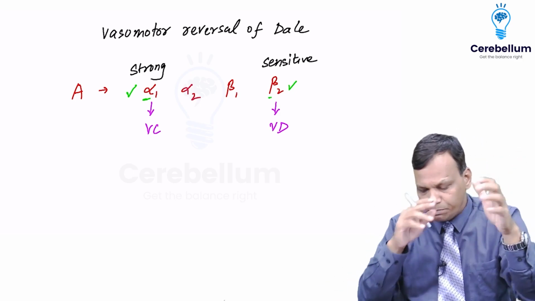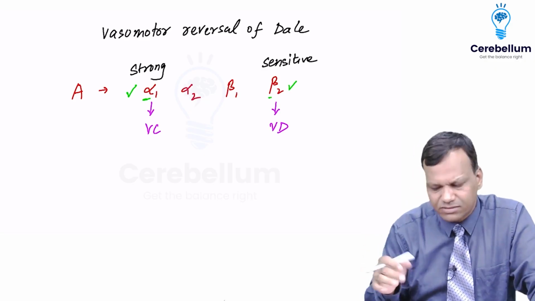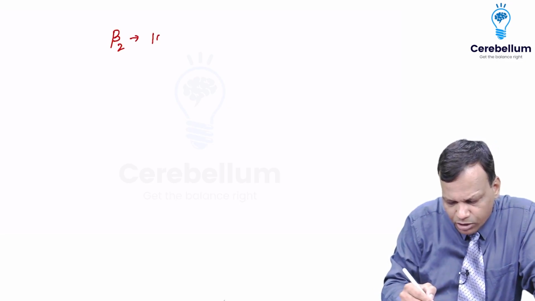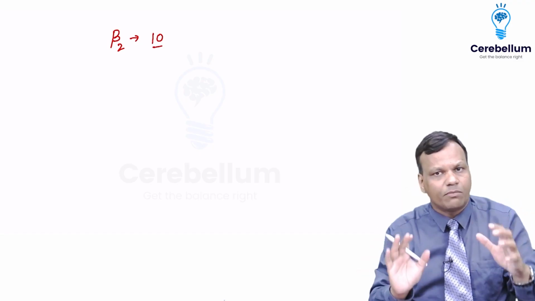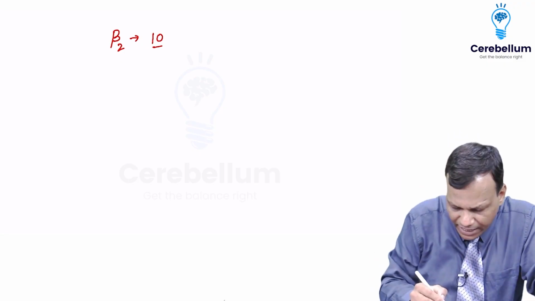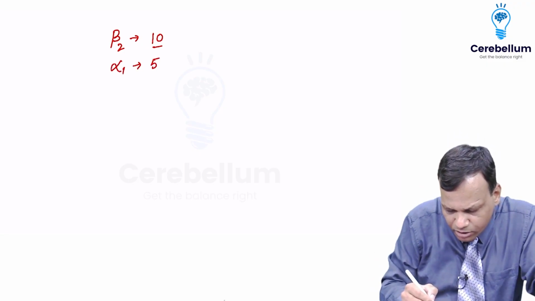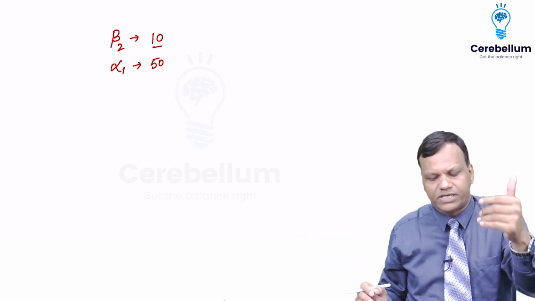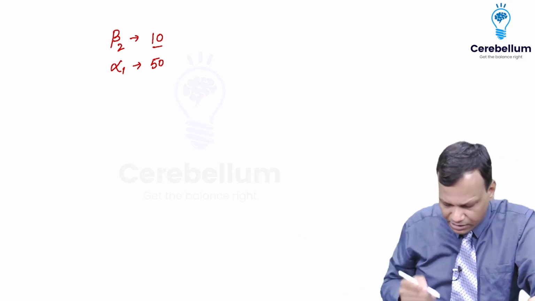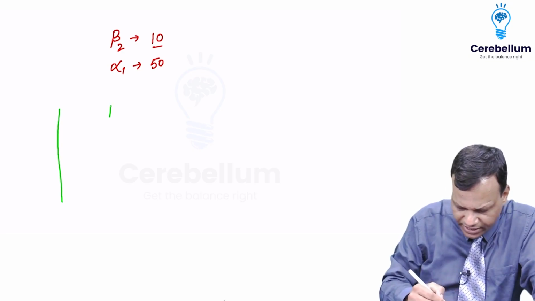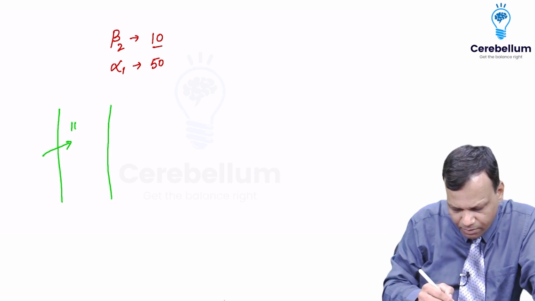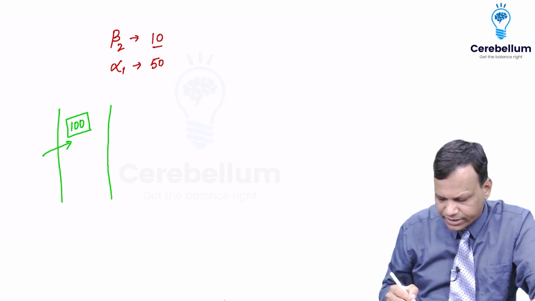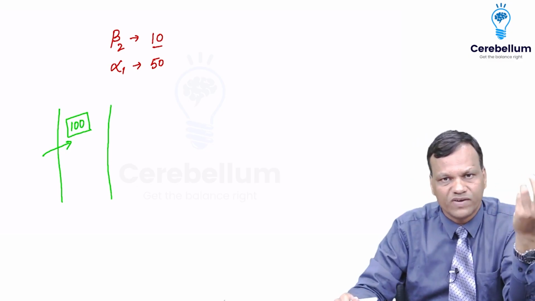Okay? Now, to make it more clear, we will make it mathematical. Suppose for stimulation of beta 2 receptor, only 10 molecules of adrenaline are enough. At 10 molecules, alpha 1 cannot be stimulated. For stimulating alpha 1, suppose we require 50 molecules. So at less than 50, only beta 2 will be stimulated, but when we give 50 or more, it stimulates both beta 2 and alpha 1. Now, suppose we give 100 molecules of adrenaline by intravenous route. Which receptors will be stimulated? Both alpha 1 and beta 2 will be stimulated.